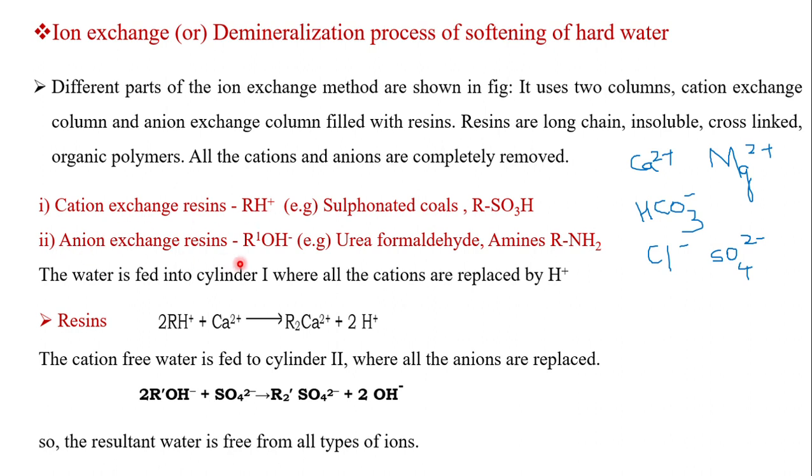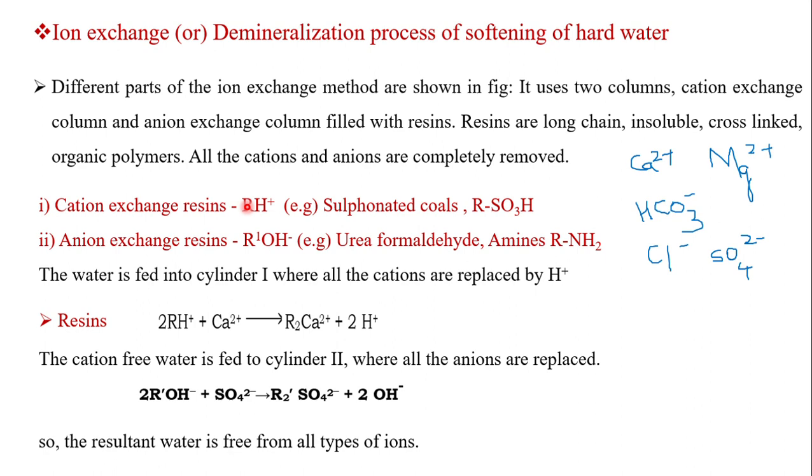Similarly, what is the anion exchange resin made of? Again, it is a long chain insoluble cross-linked organic polymer, but it will have a functional group such as OH hydroxyl group or NH2 group. The general functional groups present in the anion exchange resin are NH2 or OH minus. That is why we represent the anion exchange resin as R-OH minus and the cation exchange resin as R-H plus, where R is a cross-linked polymer and H plus is the functional group. So these are the resins.